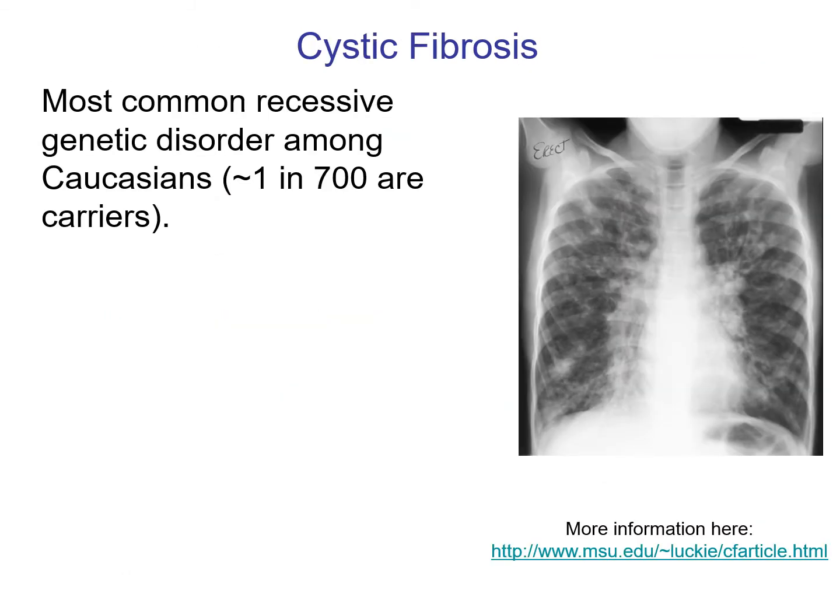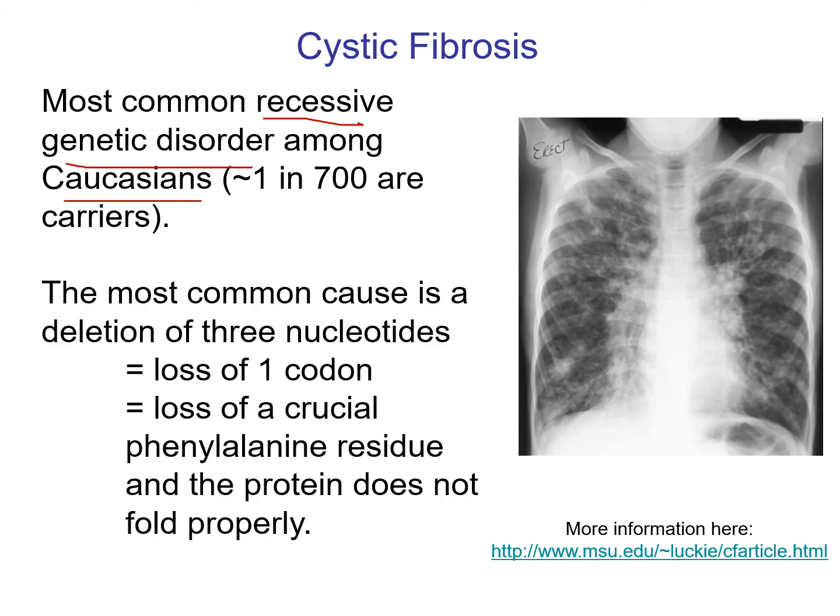Cystic fibrosis is a good example of a mutation where an entire codon is missing, so an entire amino acid, and it turns out it's a quite crucial one. This is a recessive genetic disorder, and it is most commonly found in people of European descent or Caucasians. About 1 in 700 of us are carriers. If you're a carrier, you usually don't have any known phenotype, but if you have 2 copies of the gene, you end up with cystic fibrosis. So what is cystic fibrosis? You can see here are the details. A codon is missing, and this removes a crucial phenylalanine residue. This particular gene is involved in chloride secretion in the tissues.